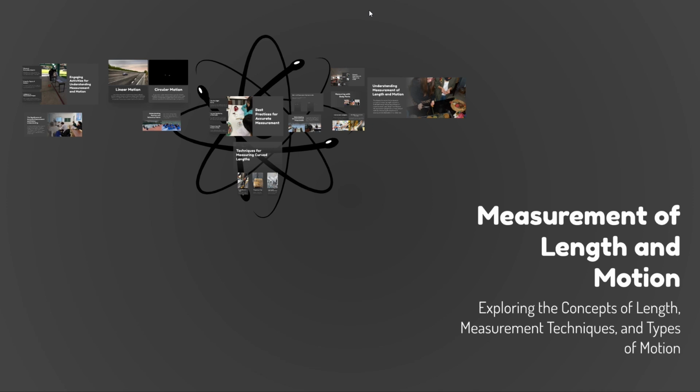So in this video, I'm going to discuss a new chapter of NCERT textbook Curiosity, chapter 5 called Measurement of Length and Motion. In this chapter, we are exploring the concepts of length, measurement techniques, and types of motions. So we can start our wonderful journey of science.